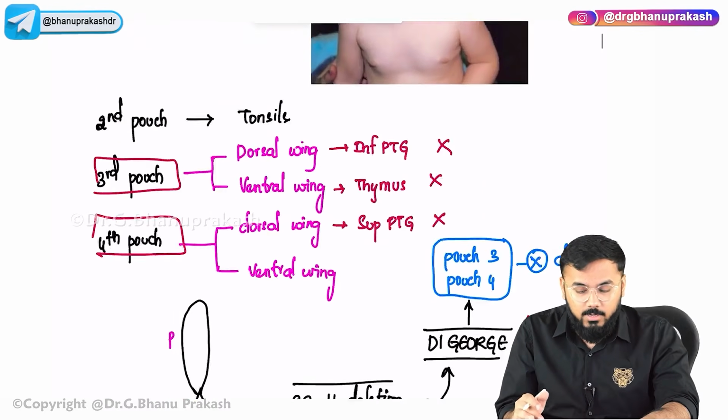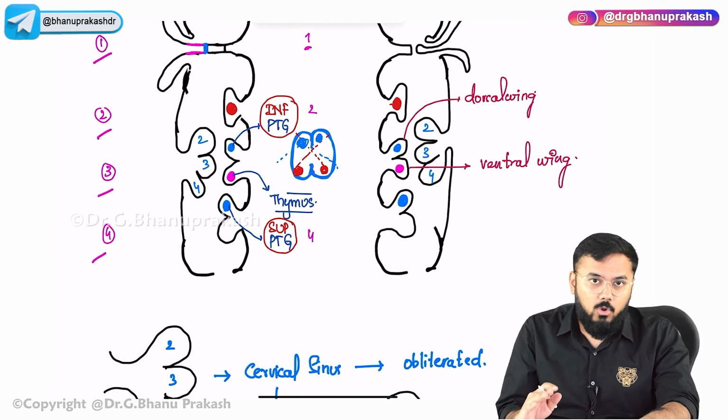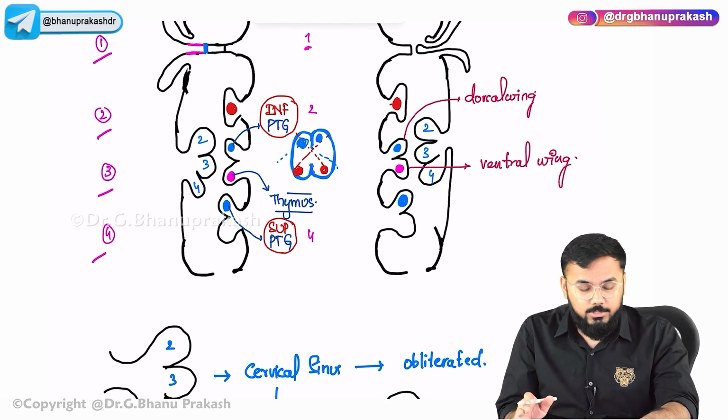I hope you understood whatever I am trying to teach you. So in this way, we have discussed all the clefts, we have discussed all the pouches, right? So how many clefts? 4 clefts. How many pouches? 4 pouches.